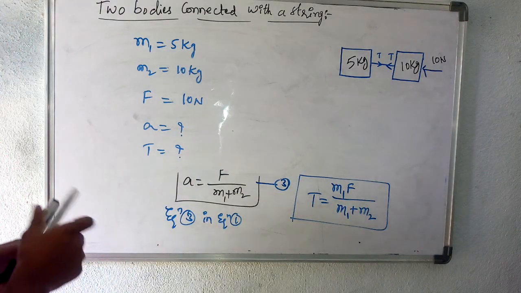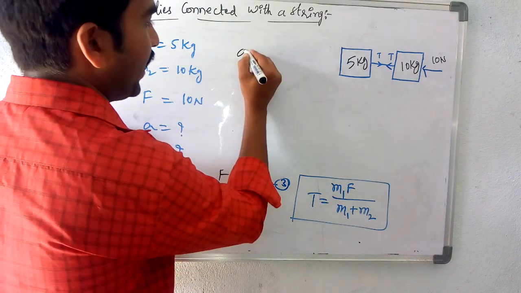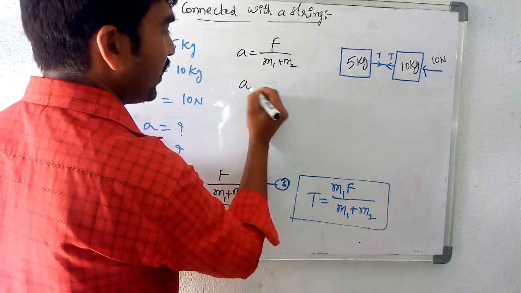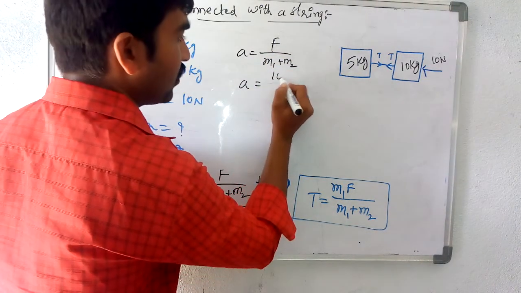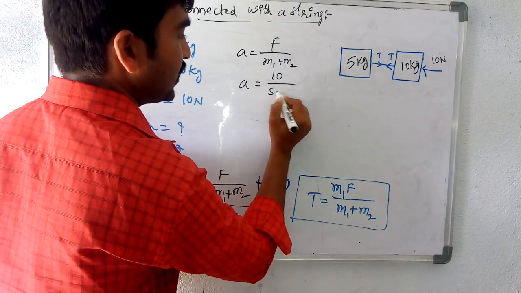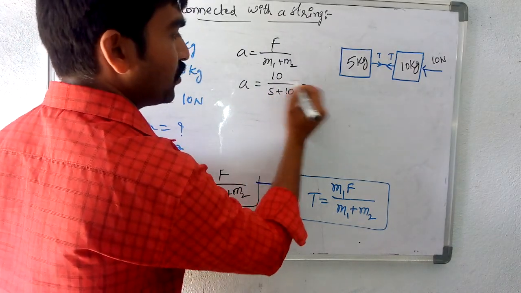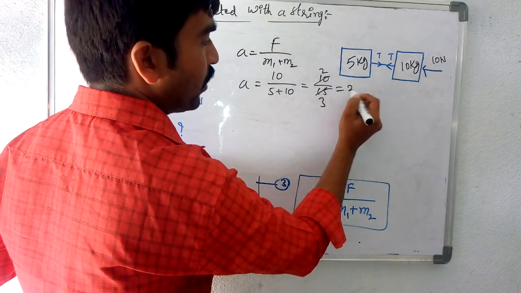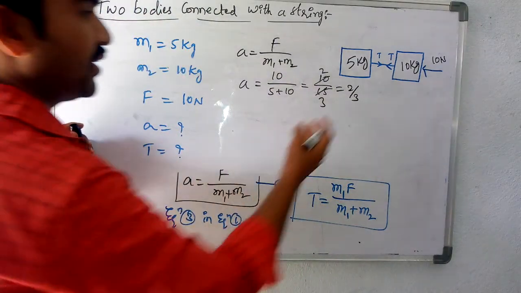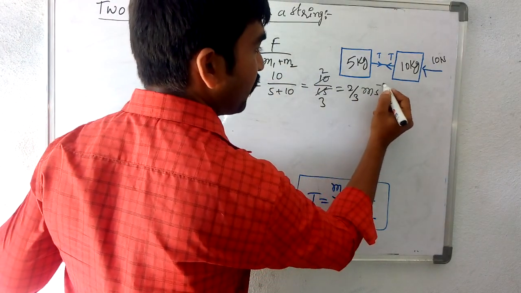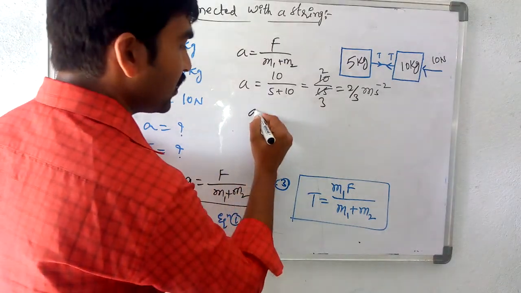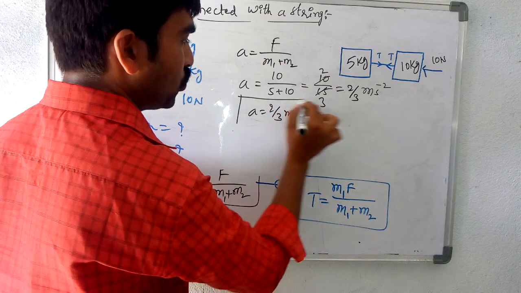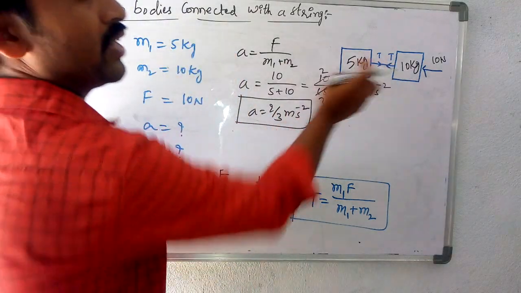So what is the formula for acceleration? We have the formula A is equal to F by M1 plus M2. Then A is equal to 10 by 5 plus 10. This is equal to 10 by 15 and it is equal to 2 by 3. So 2 by 3 meter second inverse minus 2. So what is the acceleration? 2 upon 3 meter second inverse minus 2. This is the acceleration of the given body.